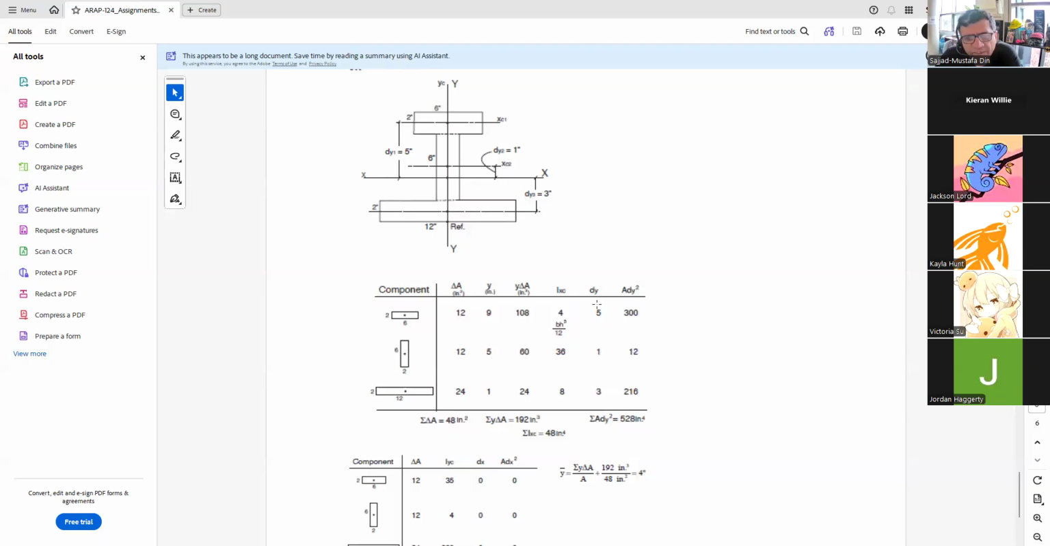What's dy going to be? What's dy going to be? It's from the reference. dy is going to be 5. dy1. And dy2 is going to be 1.